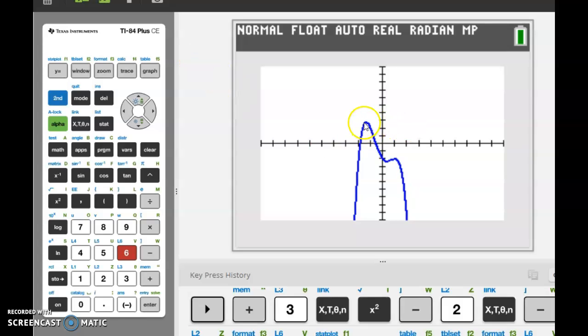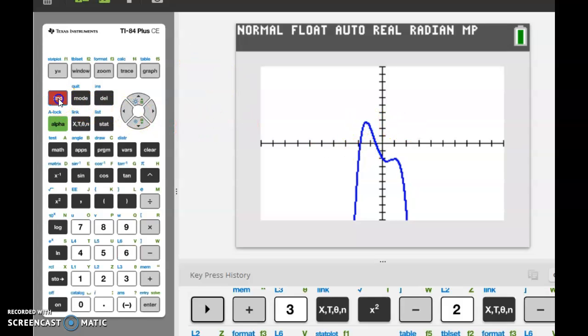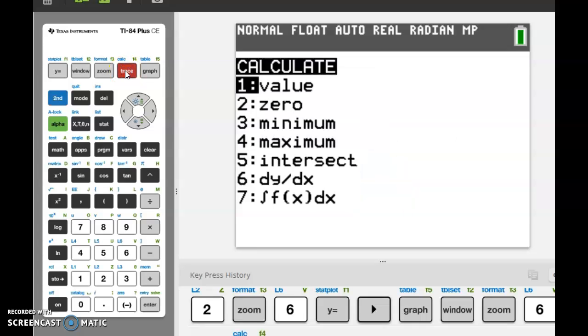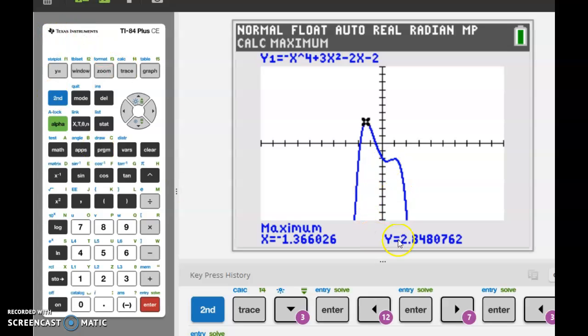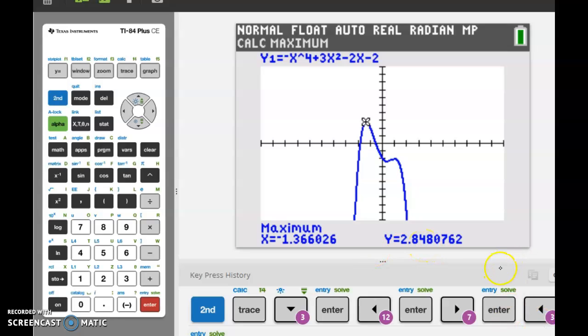So now, how do you find the mins and maxes? What you have to do is hit this button, second trace, and calculate the maximum value. Then move your cursor to the left side of the maximum, hit enter, move the cursor to the right side of that maximum, hit enter a second time, and then as close as possible, hit enter a third time, and the graph will actually tell you the max value, -1.366, 2.848. So go ahead and write that down.